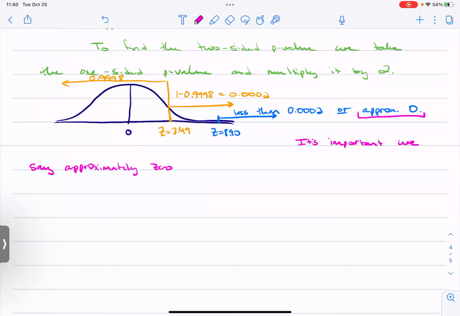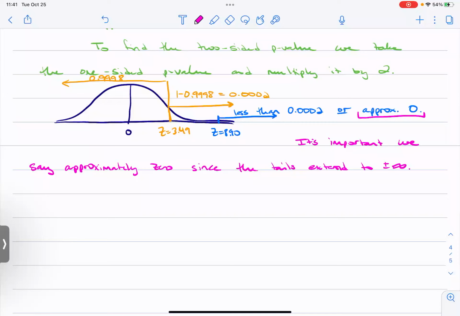Since the tails extend to plus minus infinity, in theory, obviously, anything can happen is really what's going on there.